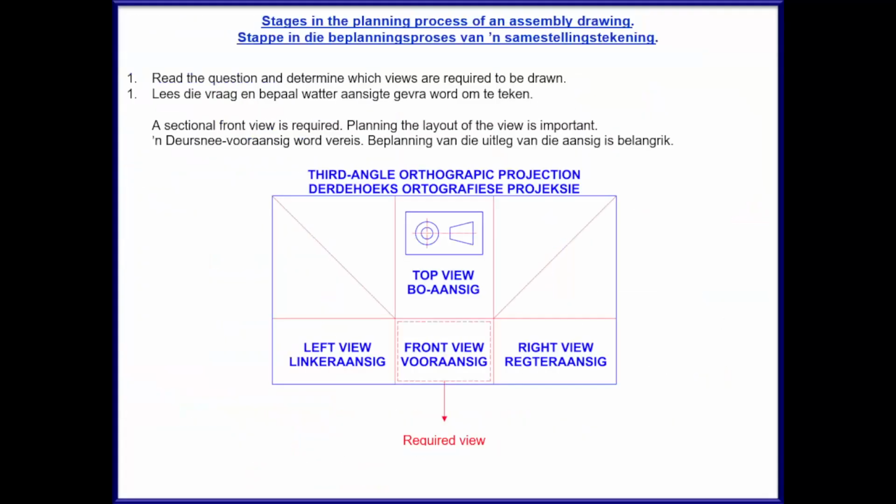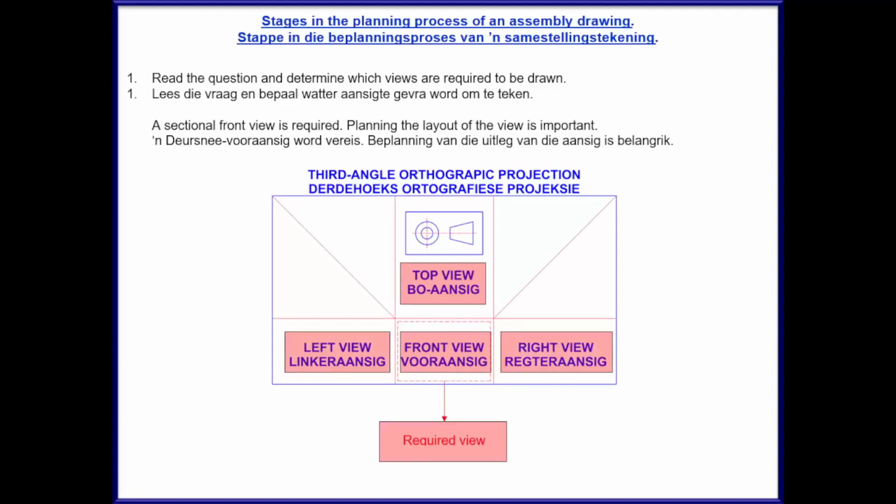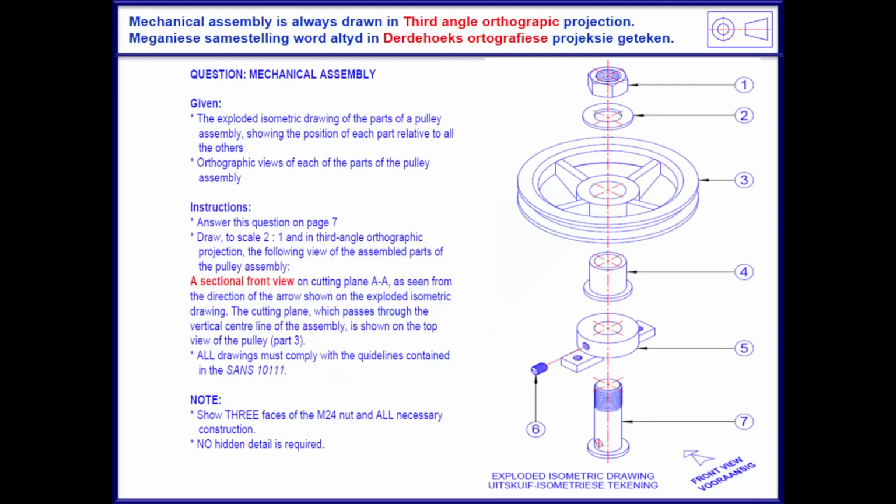For third angle orthographic projection, the top view is always at the top, the front view right underneath the top view, the left view on the left of the front view, and the right view on the right of the front view. For this question, the required view is the front view. When we take a look at the exploded isometric, they gave you the front view on the right-hand side. That means that if I look in the direction of the arrow, I will only see the front view.